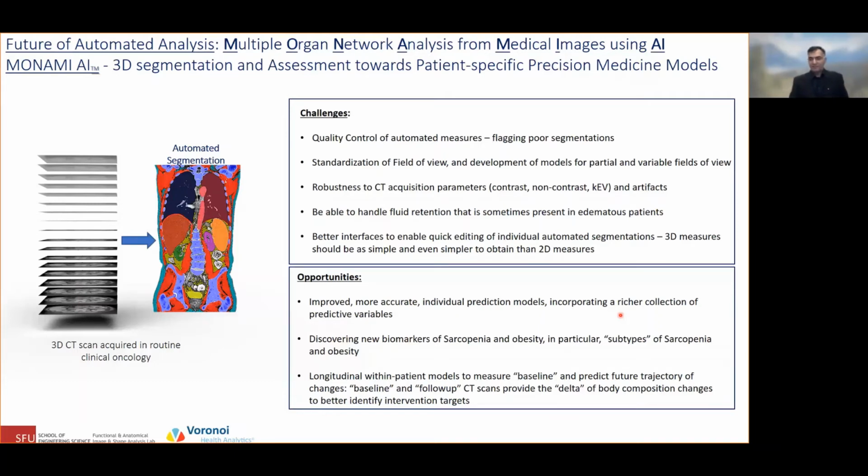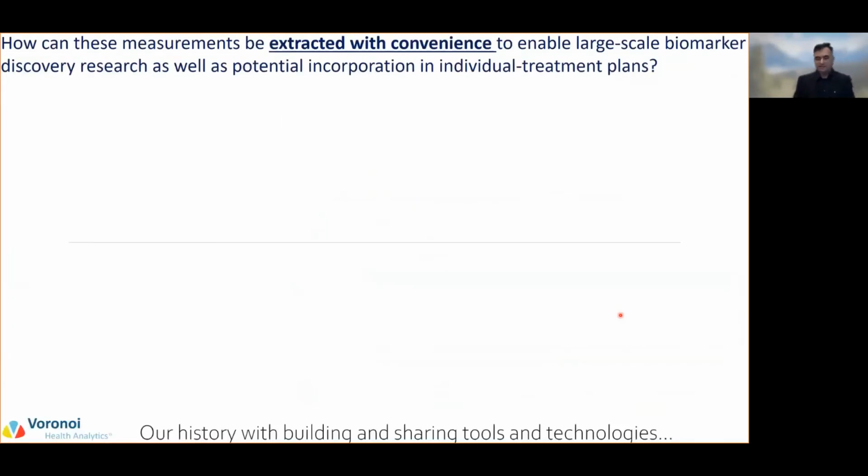Now, how can these measurements be extracted with convenience? And this is a practical issue, because it's all good and fine to have this amazing theoretical framework, but in order to incorporate these in clinical workflows, they need to be easy to do, easy to perform. Even to perform large-scale research studies, it cannot be done if there are no good tools. So we've had a history, in my lab, to try and build and share tools and technologies and translate them out to the community for research purposes.